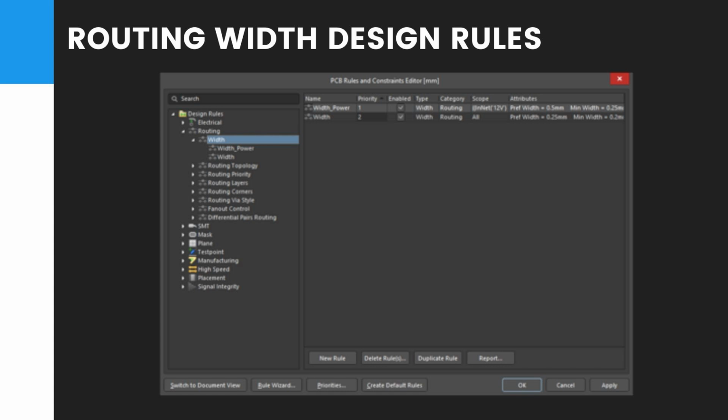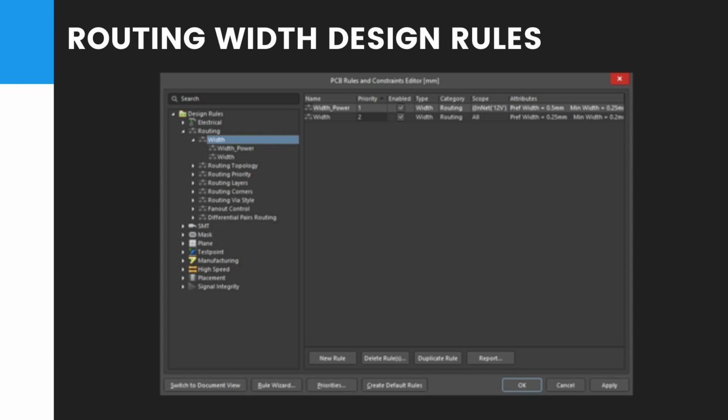Routing with design rules. The width of the routing is controlled by the applicable routing width design rule, which the software automatically selects when you run the interactive routing command and click on a net. When you're configuring the rules, the basic approach is to set the lowest priority rule to target the largest number of nets, and then add higher priority rules to target nets with special width requirements such as power nets.